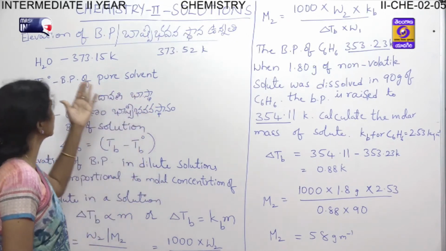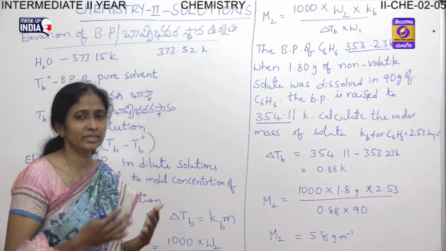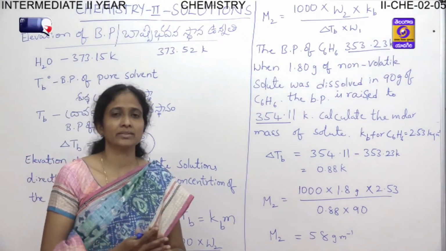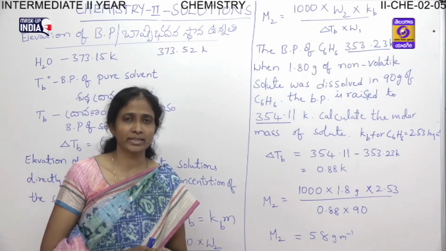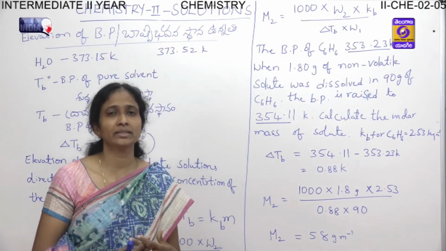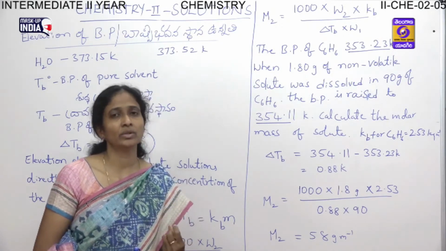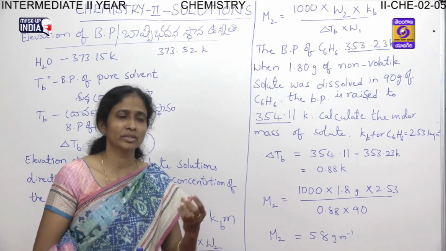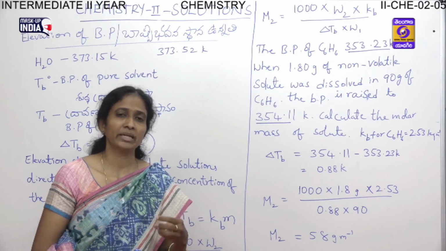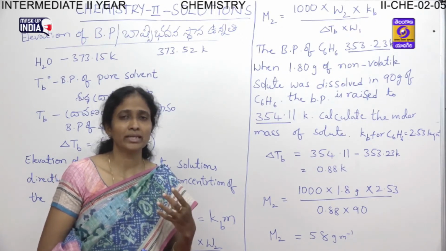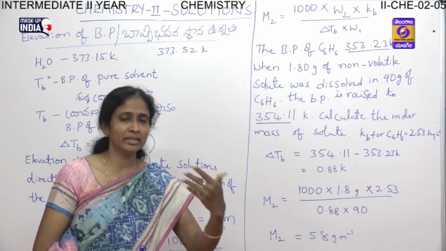What is this elevation of boiling point? Elevation means increasing. So what is elevated here? The boiling point is elevated. How can the boiling point be elevated? To a solvent, one solute is added. By adding that solute, the boiling point of the solution will increase.